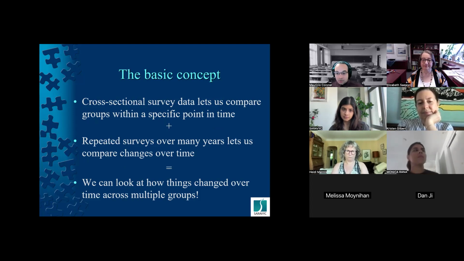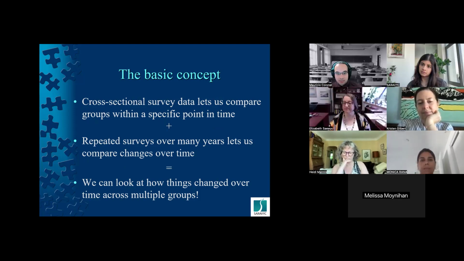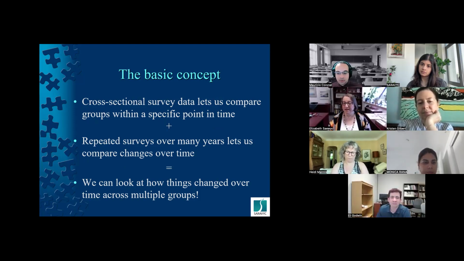So let's look at the basic concept, the skeleton of how we do analysis. We have cross-sectional data, so data that's from one year, specifically one chunk of a moment that lets us compare groups within a specific point in time. So let's say we're looking at differences between boys and girls. And we've got repeated surveys over many years that lets us do analysis that looks at things over time. Many years of data that we have over these surveys. So if we put those together, we can look at how things change over time for multiple groups.